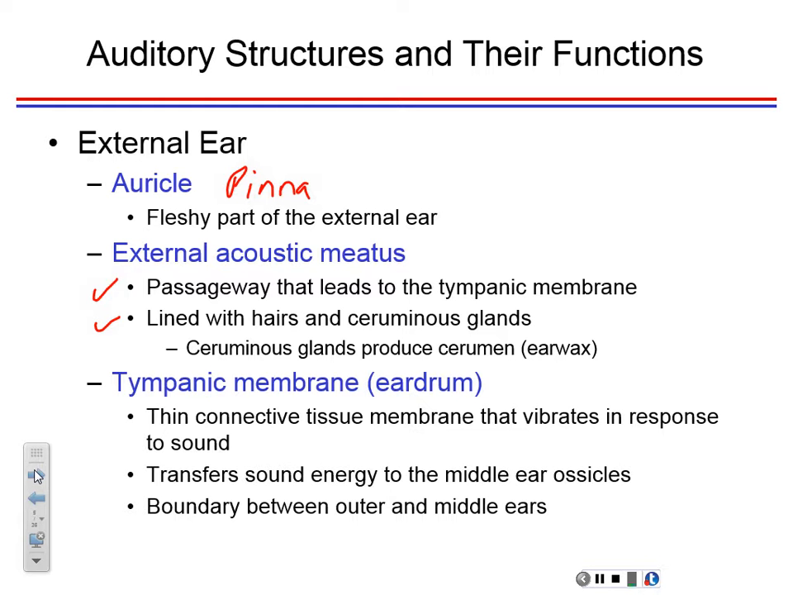Okay, so ceruminous glands produce earwax. They are sebaceous glands that have been modified to produce the wax. Then of course there is the tympanic membrane, sometimes called the eardrum, a thin connective tissue membrane. It vibrates in response to sound, and then it vibrates against the malleus, which carries the sound waves to the stapes, which finally vibrates on the oval window. So this is the boundary between the external and the middle ear.